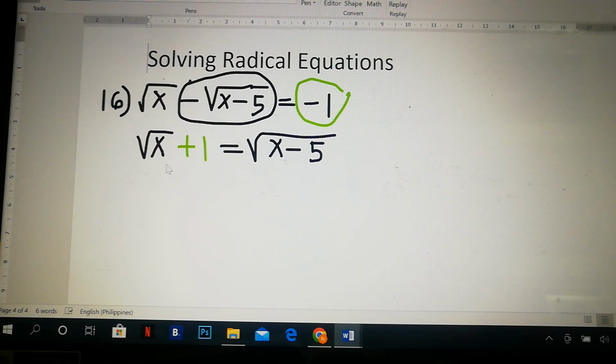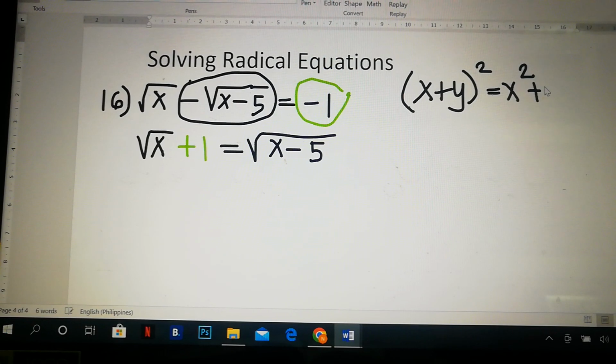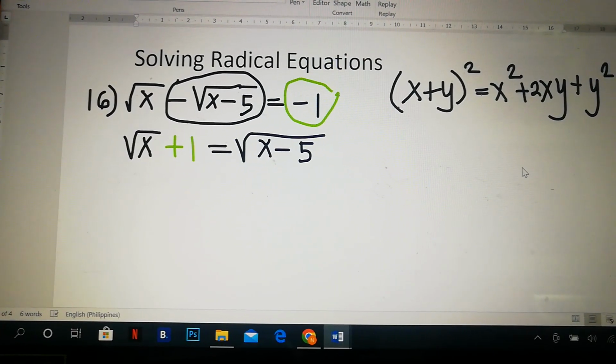Okay, so squaring square root of x plus 1, we will apply the square of a binomial, that x plus y squared is equal to x squared plus 2xy, twice the product of the first term and the second term, plus the square of the second term. Okay, so you will use that to square root of x plus 1.